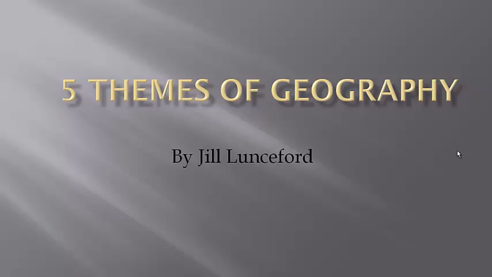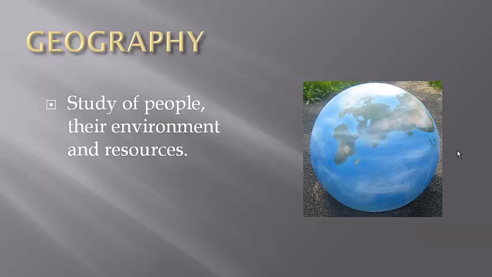Today we're going to be talking about the 5 themes of geography. Geography could be defined as the study of people, their environment, and their resources. This is basically a description of the area, the physical features in which they have chosen to settle down, the types of climate, maybe weather patterns that they're going to have to endure as a result, and the natural resources that are around the area that are going to either help or hinder their overall survival.